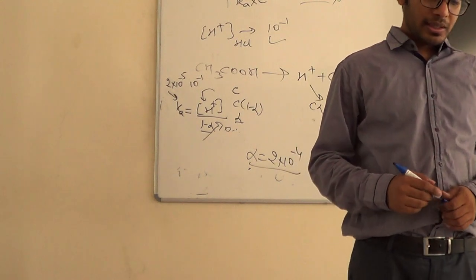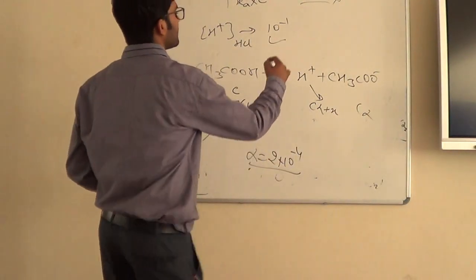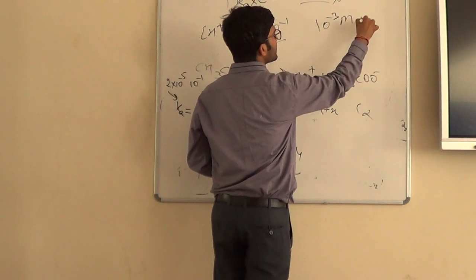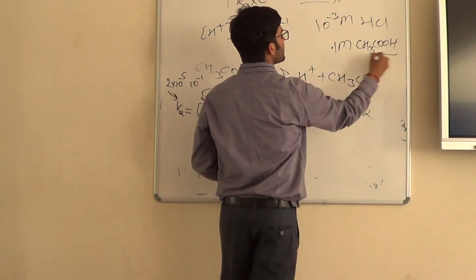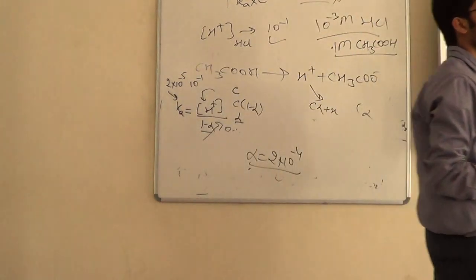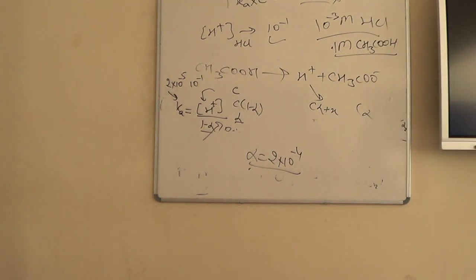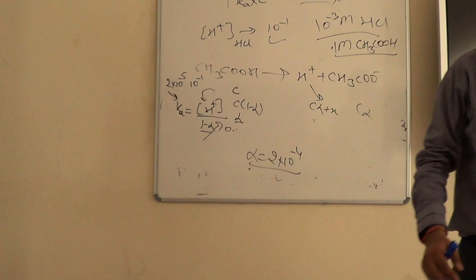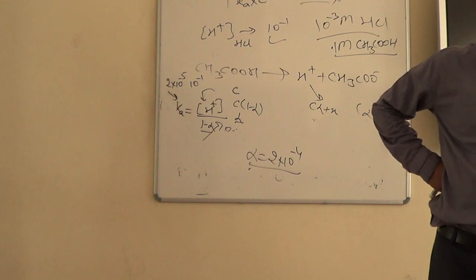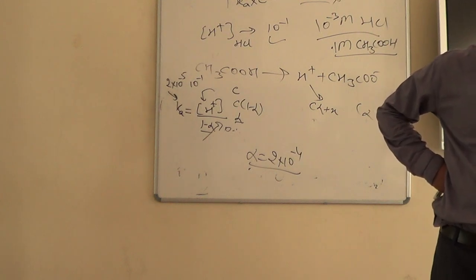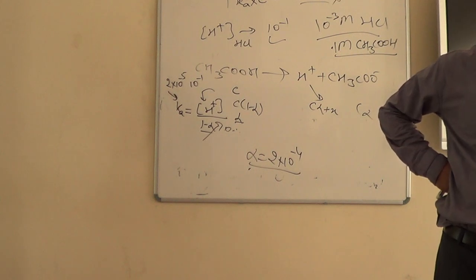Next question: 10 to the power minus 3 molar HCl. In this case you cannot ignore that, otherwise you wouldn't leave it. That is the right equation. What is the answer? So what is Ka?